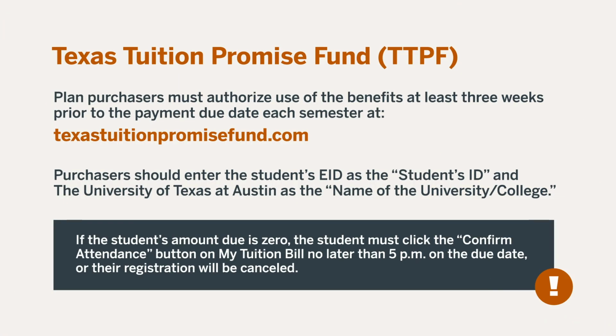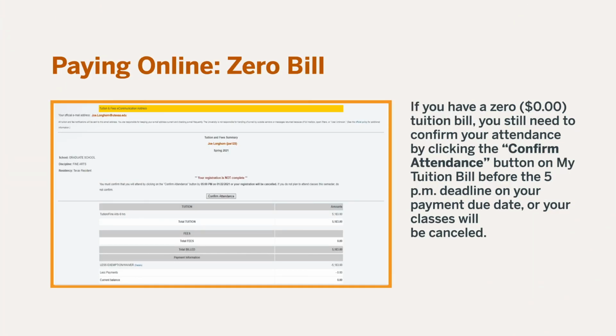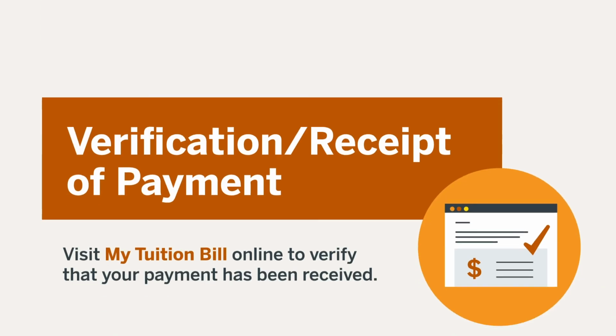To pay with a Texas Tuition Promise Fund, a TTPF, plan purchasers must authorize use of the benefits at least 3 weeks prior to the payment due date each semester at texastuitionpromisefund.com. Purchasers should enter the student's EID as the student's ID and the University of Texas at Austin as the name of the university college. If the student's amount due is 0, the student must click the Confirm Attendance button on My Tuition Bill no later than 5 p.m. on the due date, or their registration will be canceled.